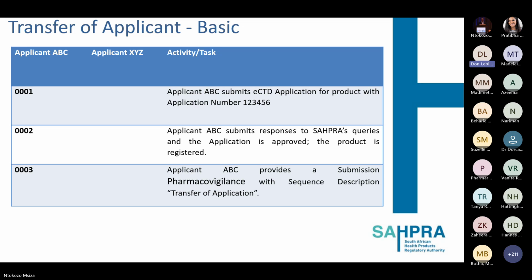So as the relinquishing applicant, you would submit your 0001 for your product with application number 123456. And then in the follow-up sequence, you would be responding to the SAHPRA queries. And let's say your dossier was perfect and you get your approval. And then on the sequence 3, you are now starting your TOA process. You then submit your PV information and on your sequence description, that would be for transfer of application.